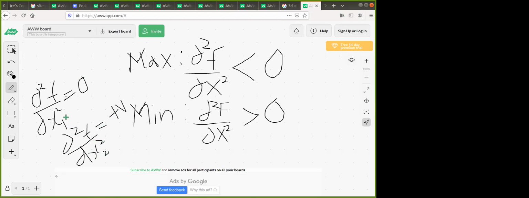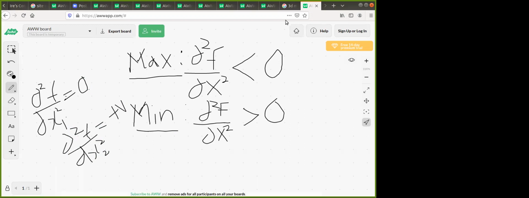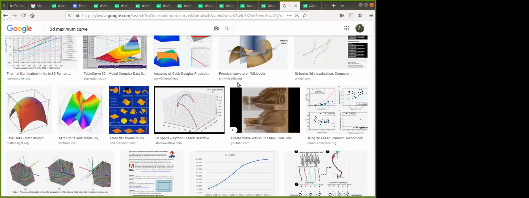Now, these are the only two variables in our function, x1 and x2. If x1 is 0, it's a stationary point. Remember, I said there's maximum, there's minimum. There are also stationary points. The stationary point is where any of the variables is 0. Now, the idea of a stationary point is this kind of graph.